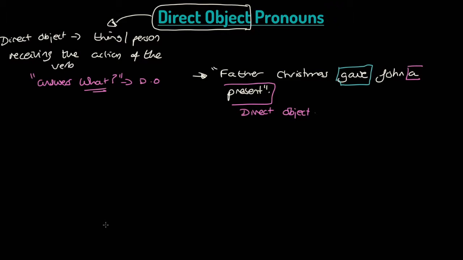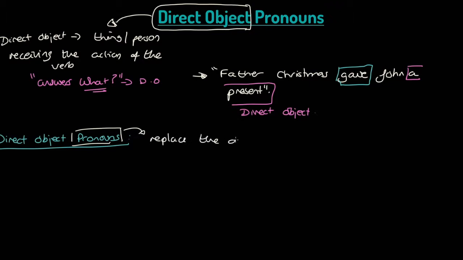Okay, so what we're going to be looking at then is these direct object pronouns. Now do bear in mind, of course, that not every sentence is going to have a direct object or a direct object pronoun. Some don't, but those that do, we need to be aware of what they are and how we use them. Pronouns, of course, replace nouns. So direct object pronouns replace the direct object. And that's basically to stop repetition.